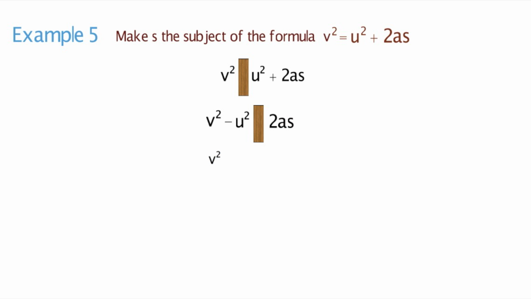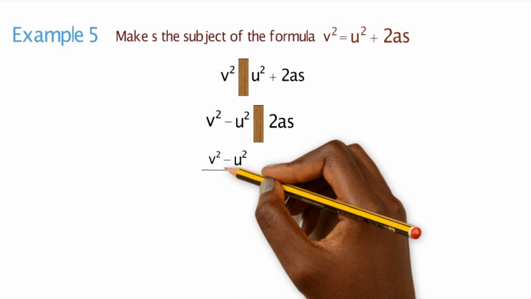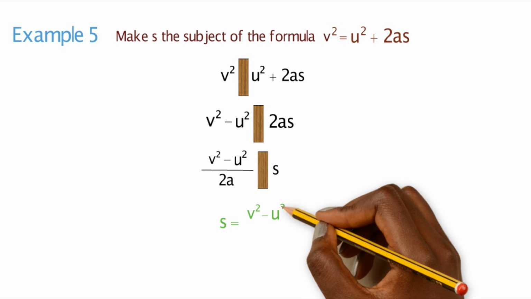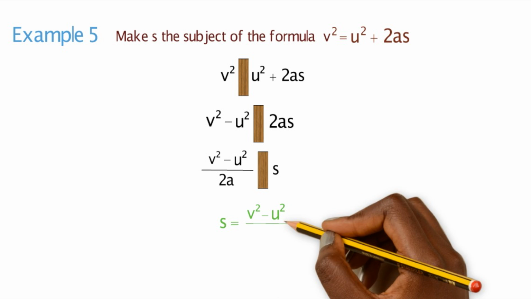Then you've got 2as. Then, to leave s on its own, it's easier if we just move 2a together. Because, again, letters and numbers next to each other in algebra are multiplying. So when you move them over, the opposite of multiplying is divide. And that's why it's over 2a. So you end up with s is equal to v squared minus u squared over 2a.